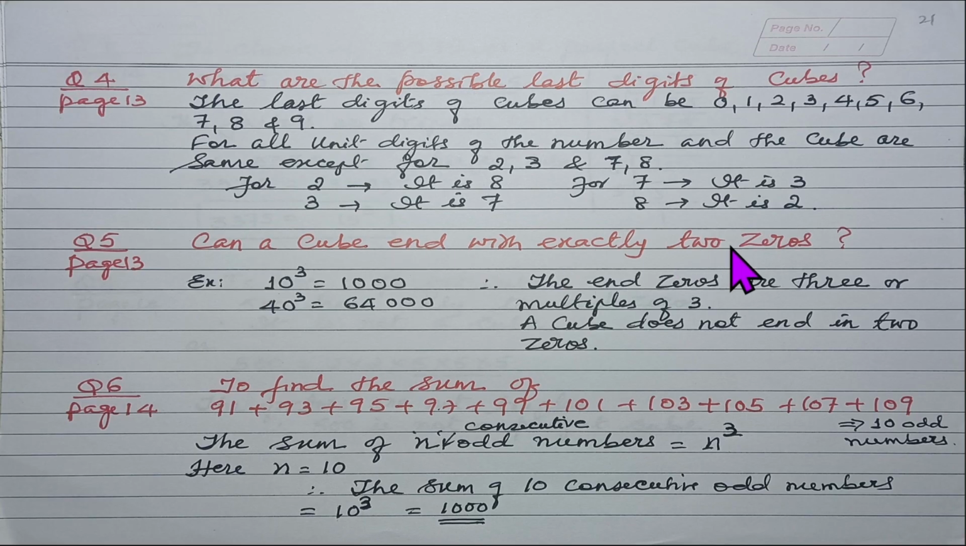Now, can a cube end with exactly 2 zeros? 10 cube is 1000, there are 3 zeros. 40 cube is 64,000, again 3 zeros. Therefore, the end zeros are either 3 or multiples of 3. They will never end in 2 zeros.